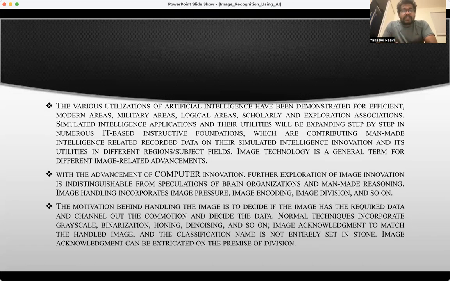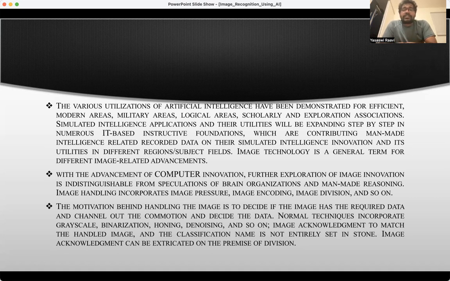The various utilizations of artificial intelligence have been demonstrated for efficient modern areas, military areas, logic areas, scholarly, and exploration associations. Intelligence applications and their utilities will be expanded step by step in numerous IT-based instructive foundations, which are contributing artificial intelligence-related recording data on their AI innovation, and utilities in different regions or subject fields.